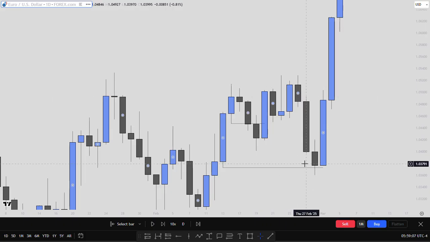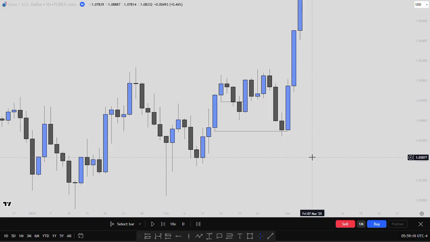You mean with one candle? You mean a wick above, close below with one candle, or like a three candle model?